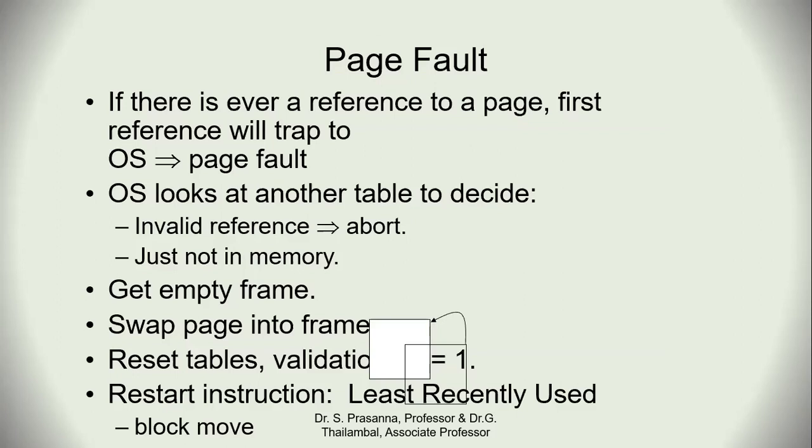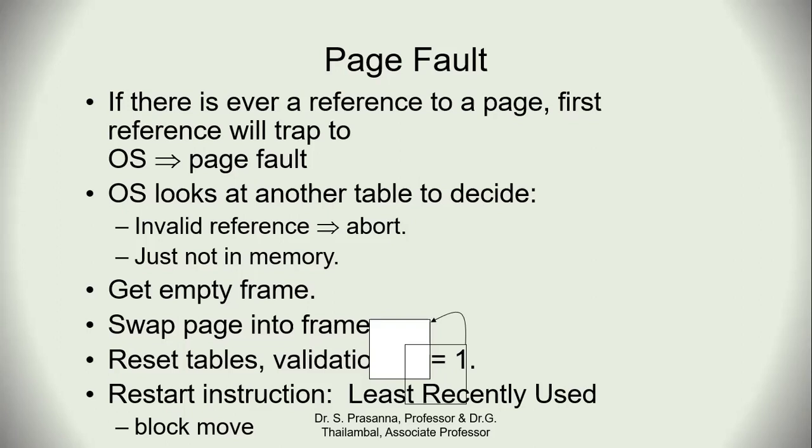And what is a page fault? If there is ever a reference to a page, the first reference will trap to the OS, that is a page fault. The OS looks at another table to decide whether it is an invalid reference, or whether the page is just not in memory and must be fetched from the backing store. If the page is not available in both memory and backing store, it is not possible for the user to reference the page, so you need to abort the process.